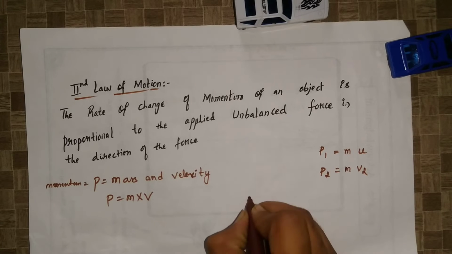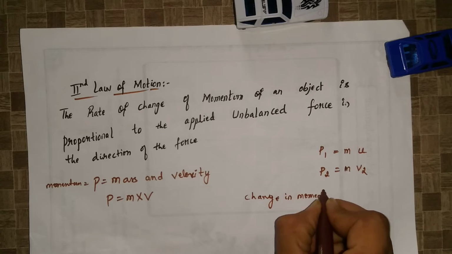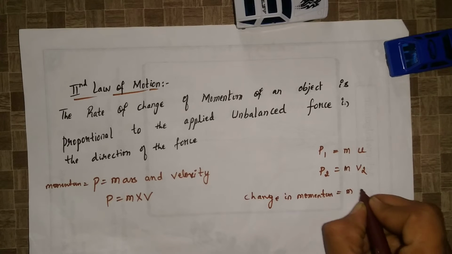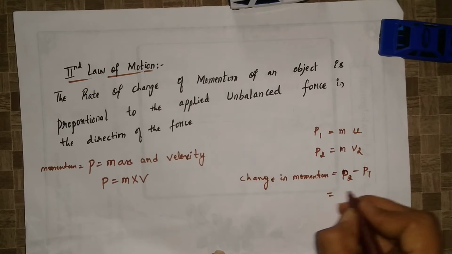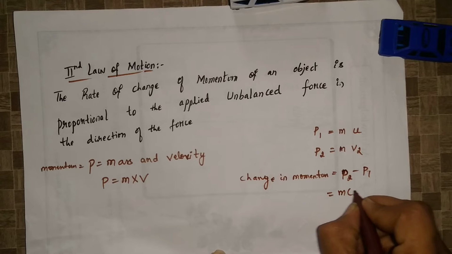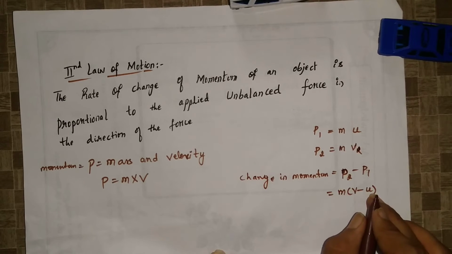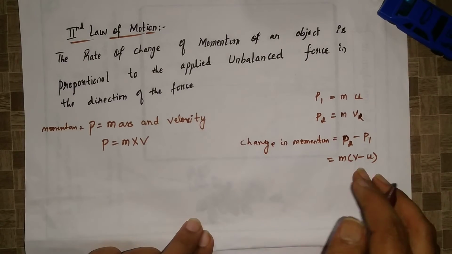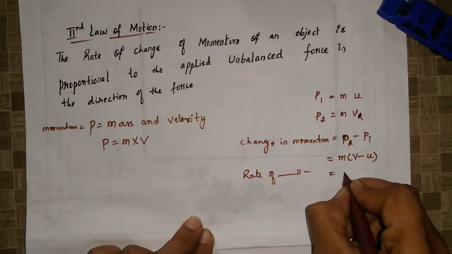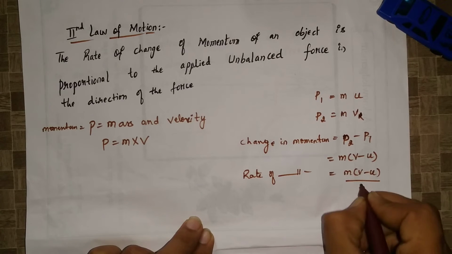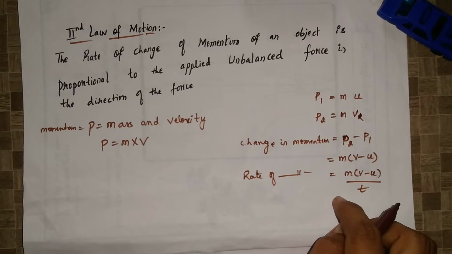So the change in momentum is p2 minus p1, that is equal to m into (v minus u). The rate of change in momentum is given by m into (v minus u) divided by t. Rate of change in momentum is m into (v minus u) by t.